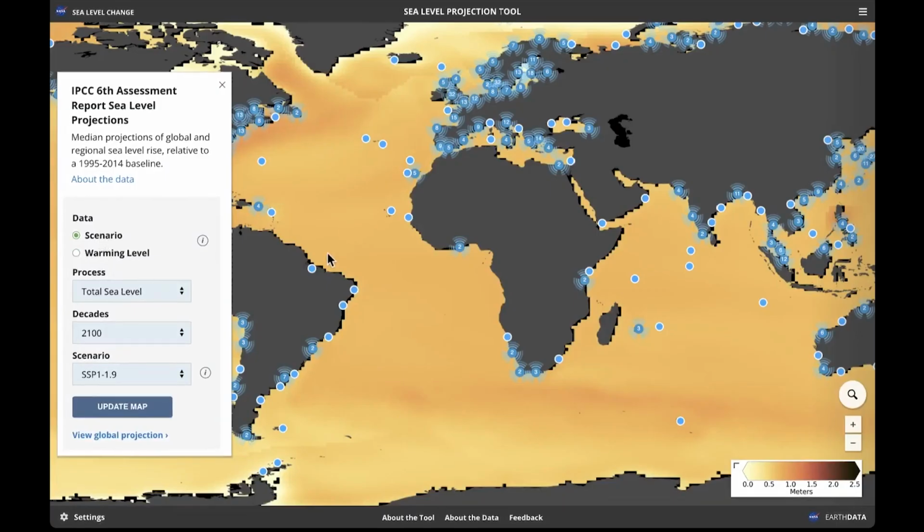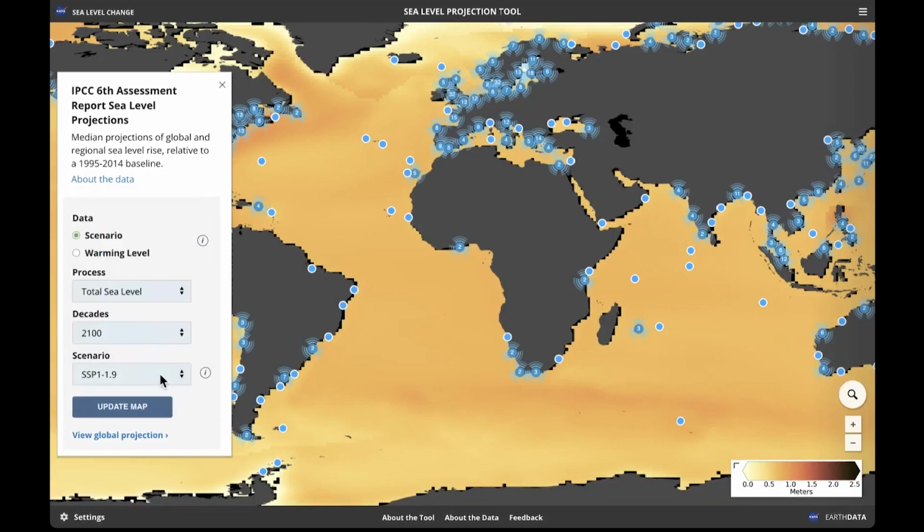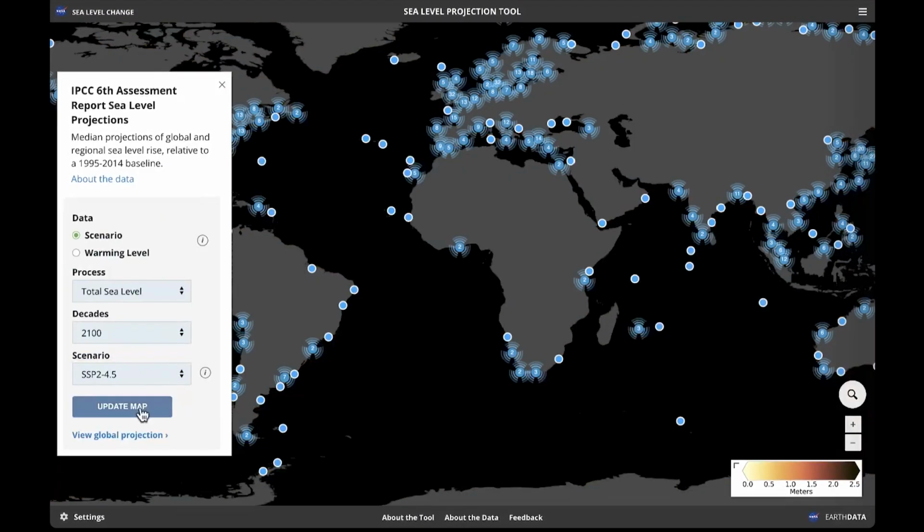You can look at this map here. This is currently showing total sea level. We can change it to look at the contributions from a variety of different processes, or the rate of sea level rise. You can look at different decades. This is 2100. And the map can be used to look at different scenarios.